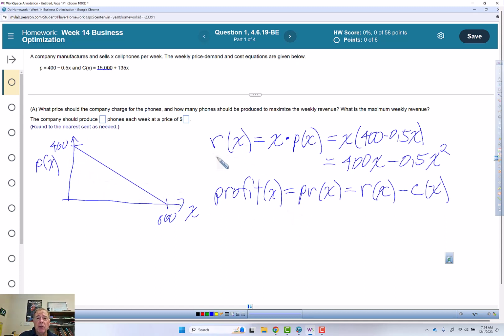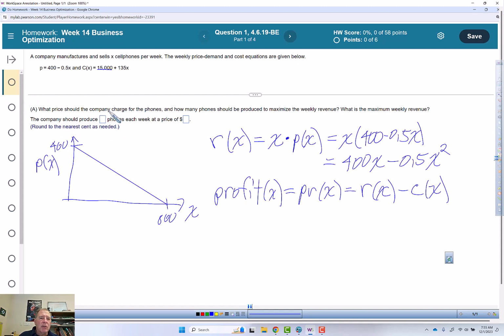And then we're going to need the revenue function. Revenue is the number that you sell times the price you sell it at. And in this case, it's going to be x times 400 minus 0.5x, 400x minus 0.5x squared. So that's going to be a downward-facing parabola. And then our real objective in running most companies is to maximize profit. And profit, which I abbreviate as PR of X, is the revenue minus the cost function.